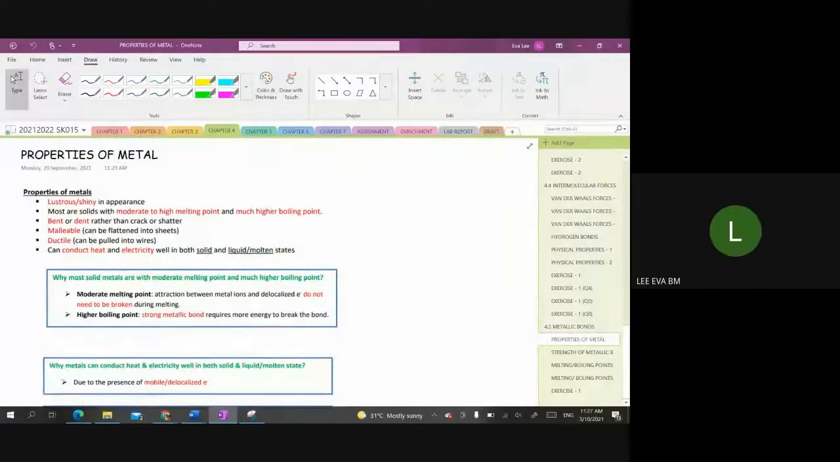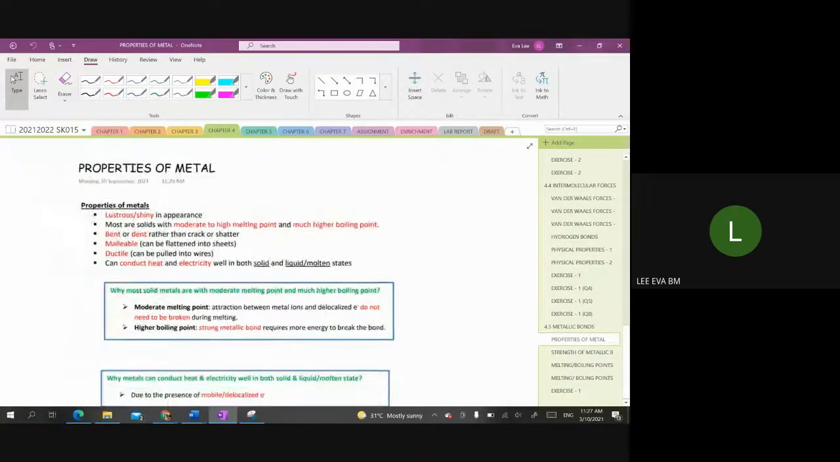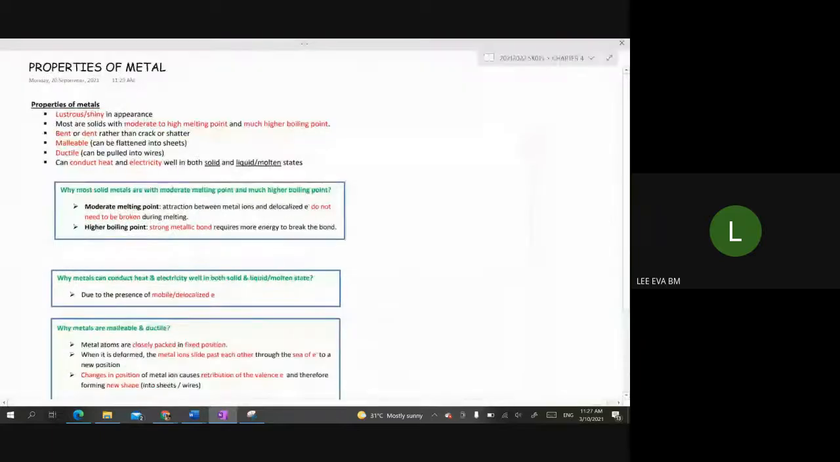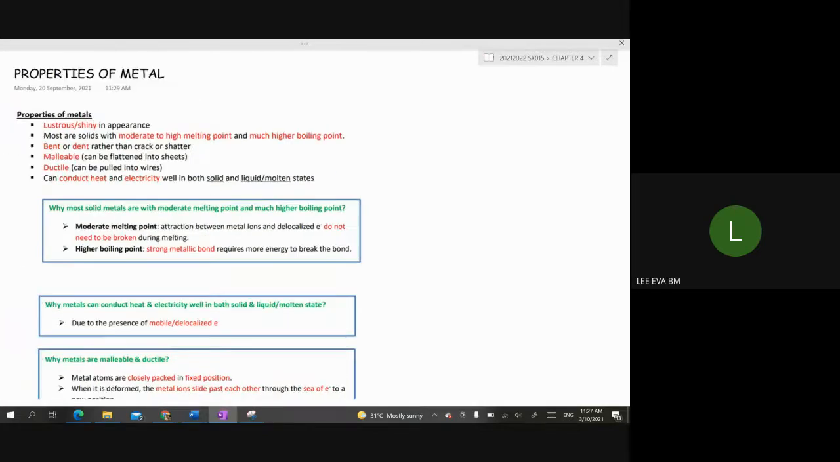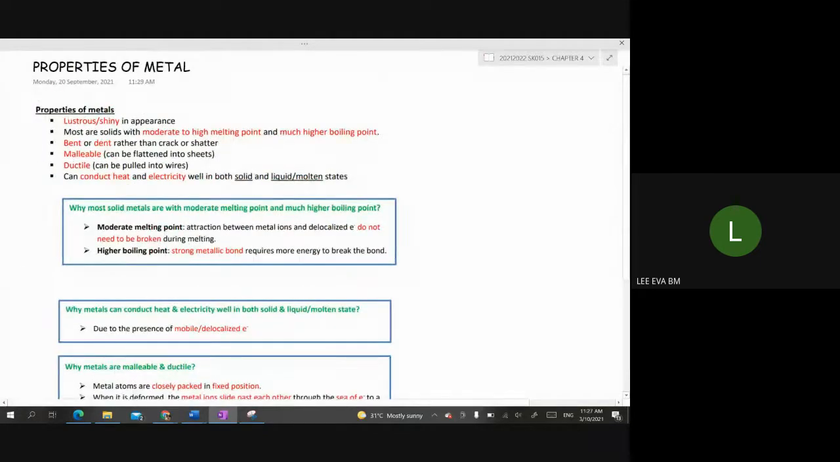This topic, chapter 4.5, also has quite a lot of explanation, similar to 4.4. Our second part of 4.5 is the properties of metals. The properties of metal start from the appearance, the physical properties. Over here we can say it is shiny, or another word is lustrous.